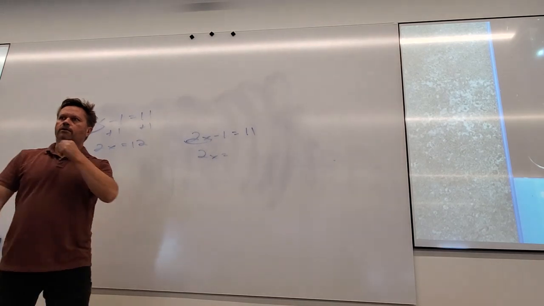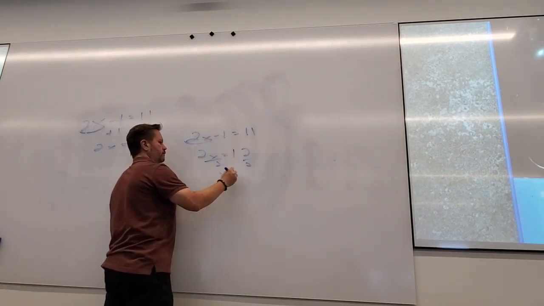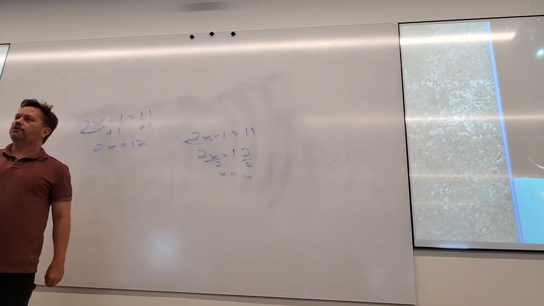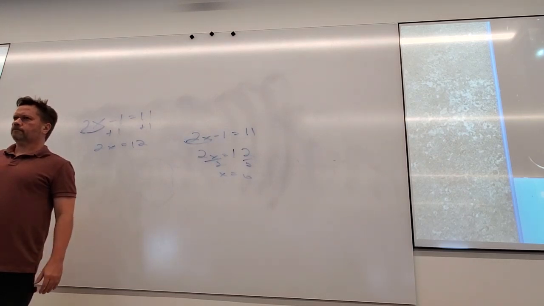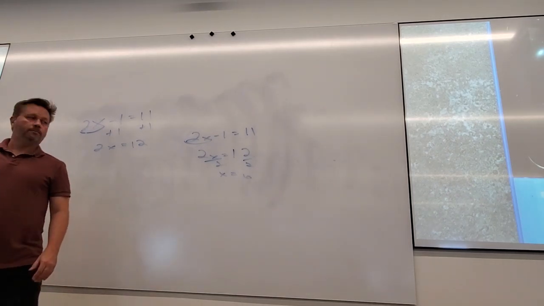Is that the answer though? Like 2x is 12? Well, 2x is 12, but the answer is what 1x is. 6. Because I always want to know what that unknown number is, right? And the only reason you divided was because there's a 2.